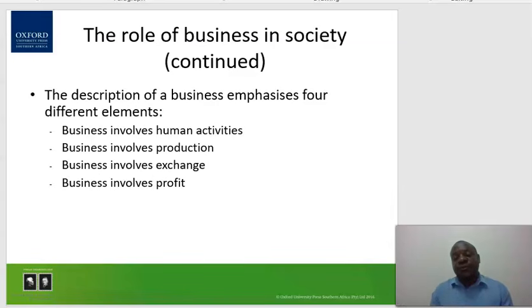Business also involves profit. No business can survive without making a profit. We ought to understand the difference between income and profit in this case. So business involves profit. They actually exist to make profits, and without profit, they cannot survive. So whenever we're describing business, in most cases, people mention those aspects: that they involve human activities, production, exchange, and also profit.